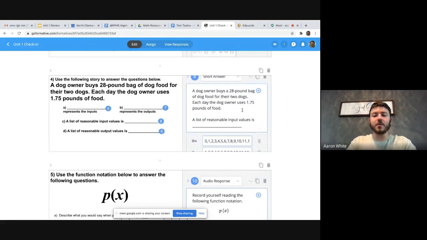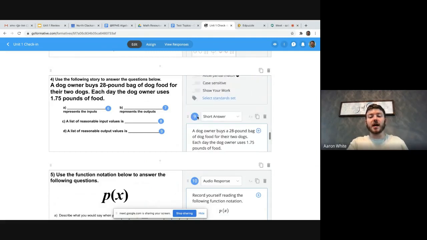So the reasonable input value, so this is how many times you're going to go through and subtract 1.75. So we start with 0 because after 0 days, the dog owner doesn't use any of the dog food. After 1 day, they use 1.75 pounds and they're left with 26.25 pounds. And you continue to subtract all the way until you get, it looks like in this case, there were essentially 16 days that we are going to be able to go through this 28-pound bag of dog food.